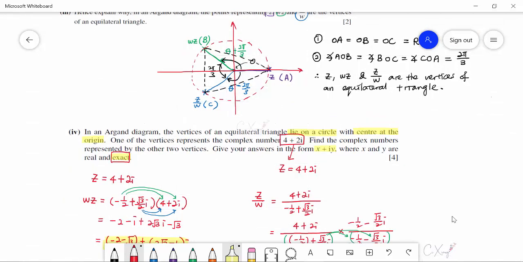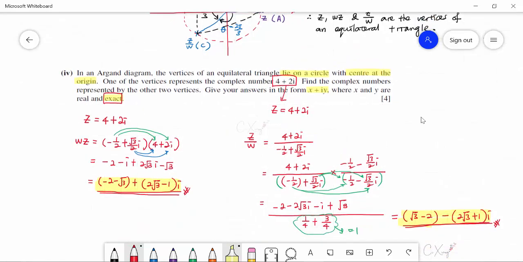After that, for part number 4, they already tell you that one of the vertices of the equilateral triangle is 4 plus 2i. So you can straight away assume that z is equal to 4 plus 2i. Then from there, you can find the coordinates of wz and also z over w in a very straightforward way. Just that you need to expand the complex number and rationalize it. So these two will be the exact complex numbers for the other two vertices of the equilateral triangle.